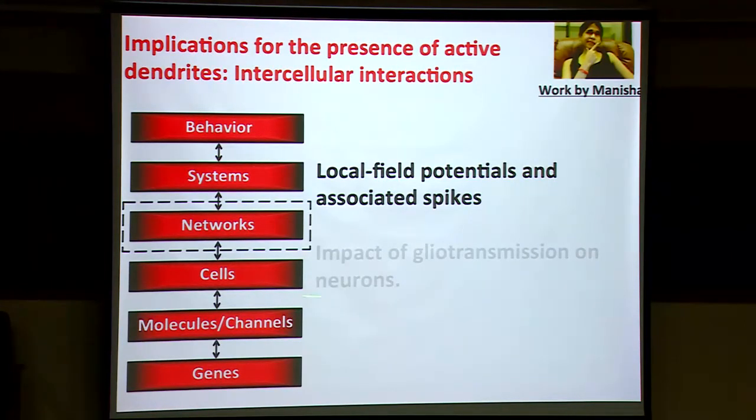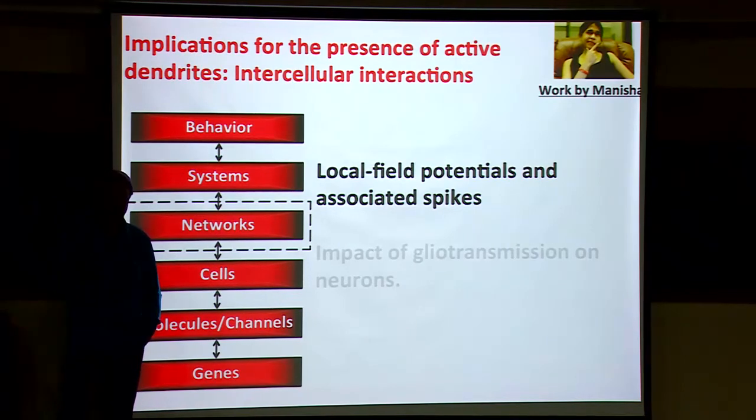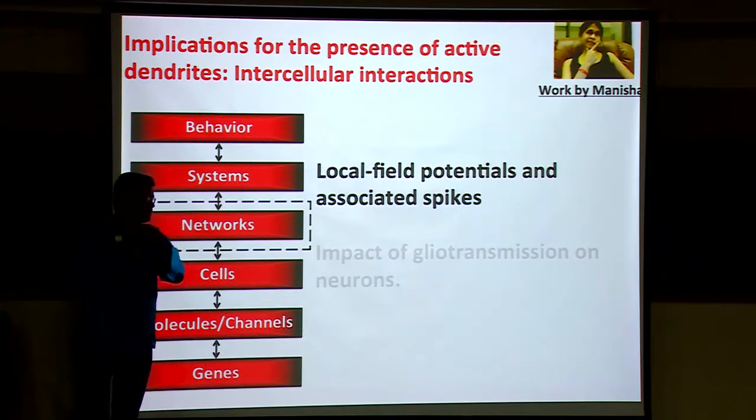So then we will jump from the cellular end of it to the network end of it. At the network end of it, what we look at are interactions across cells. So you are talking about how exactly different cells are coming together to bring about a certain phenomenon, right? So that's the question that we are asking.